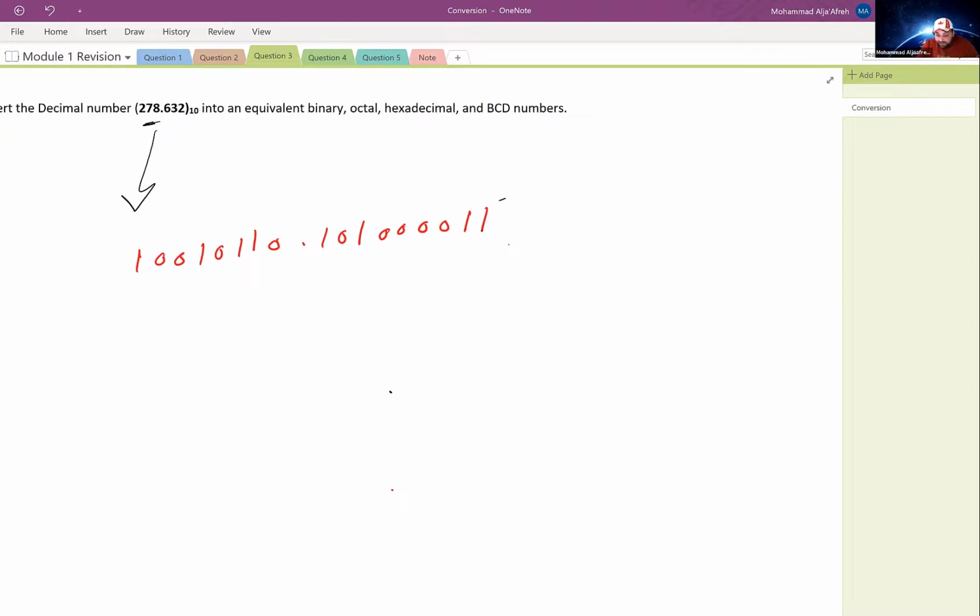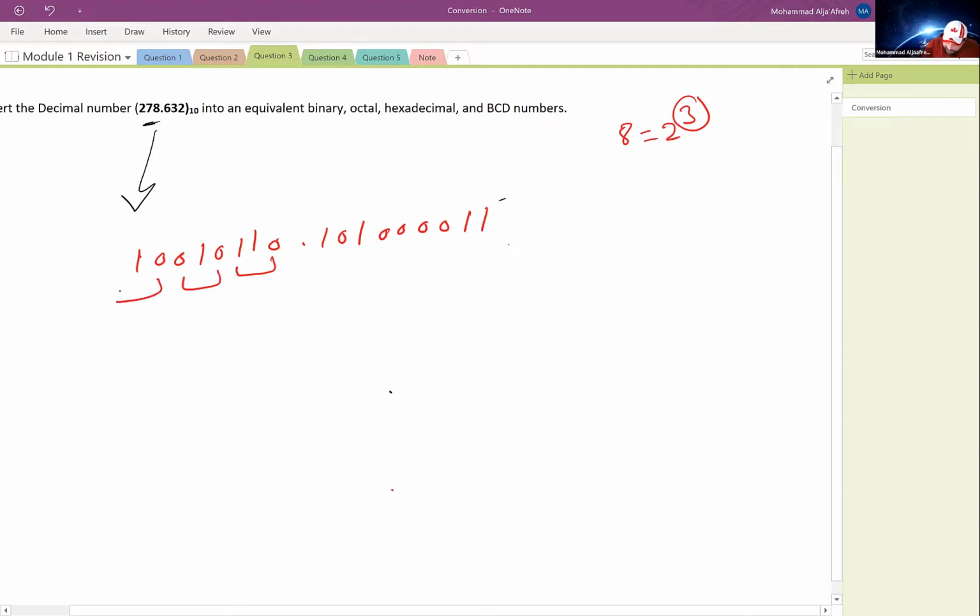Given that octal has a base of 8, that means 8 can be represented by 2 to the power 3, which means that I can take all 3 digits, group them, and get the equivalent octal from a binary. So to do it, before the radix point I have to go from right to left, and after the radix point I have to go from left to right. And this can be grouped.